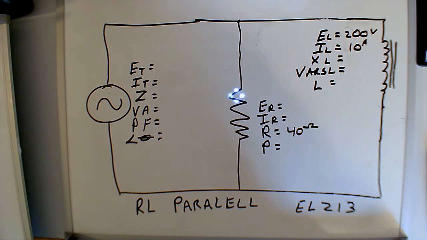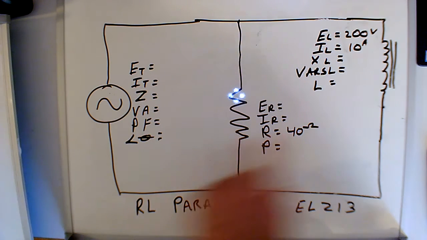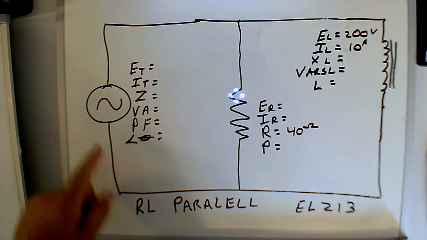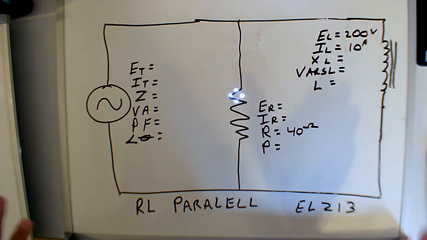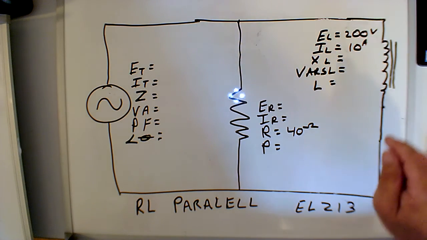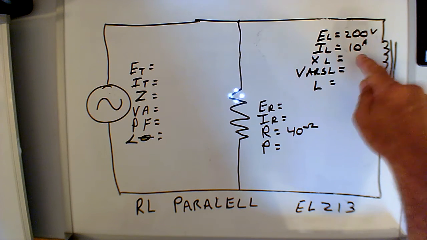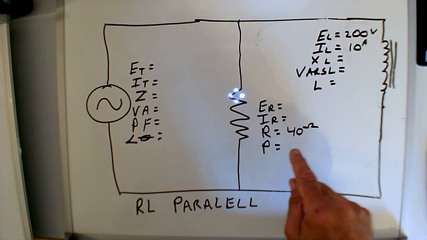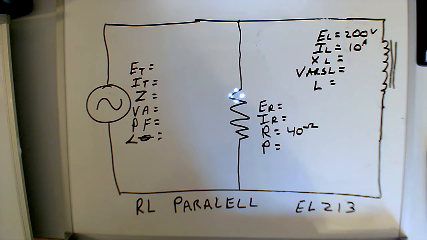Okay, hello. Now we have an RL parallel circuit. In this case we have a resistor in parallel with an inductor in parallel with the power supply. So at this point the values that I have on here is 200 volts across the inductor, 10 amps passing through the inductor, and 40 ohms of resistance at the resistor itself.